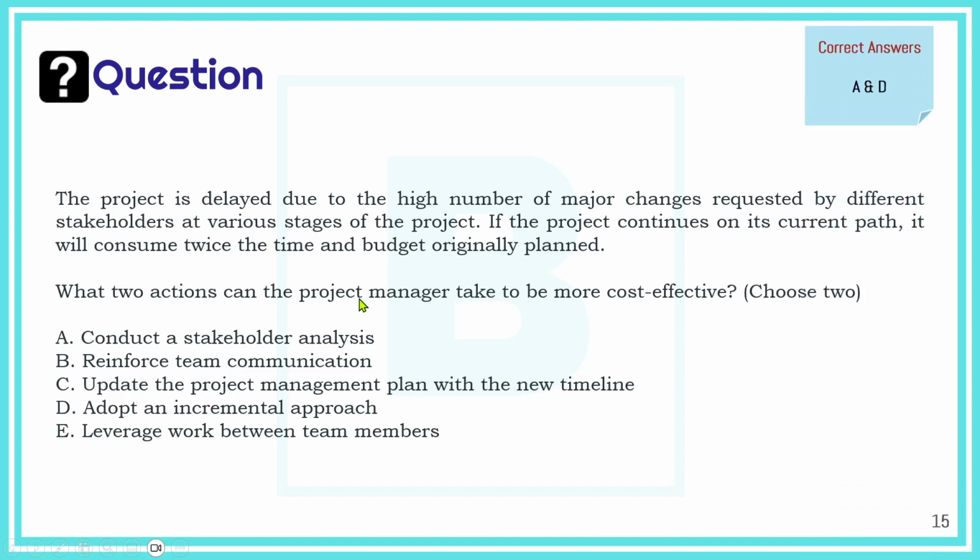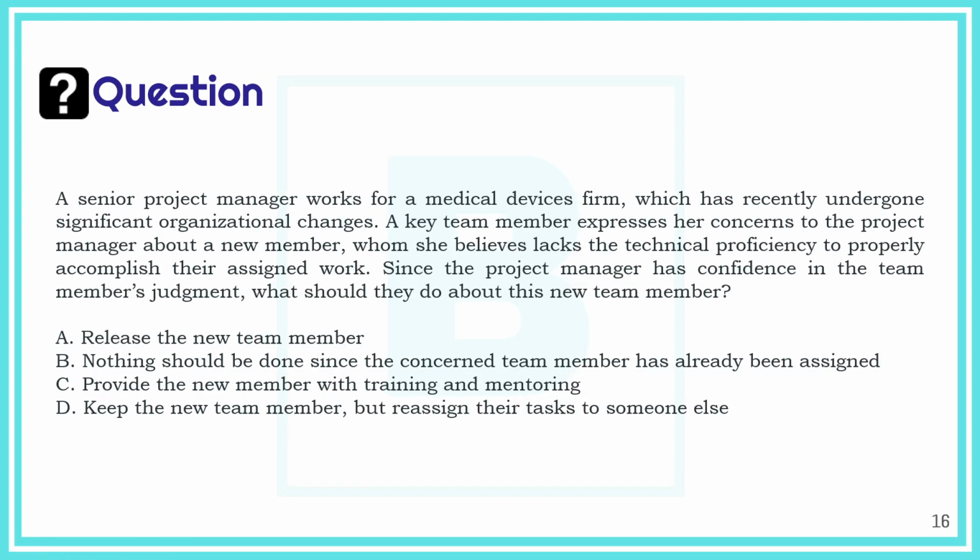What we need to do here is, first, try to understand our stakeholders better, and also, since we have a high number of changes impacting the project, and those changes come at various stages, we probably need to go for an adaptive approach, like the incremental approach. That incremental approach, we will see in chapter 4, comes from agile project management.